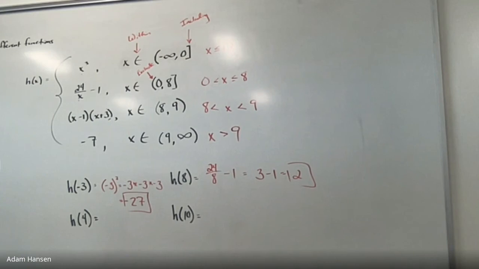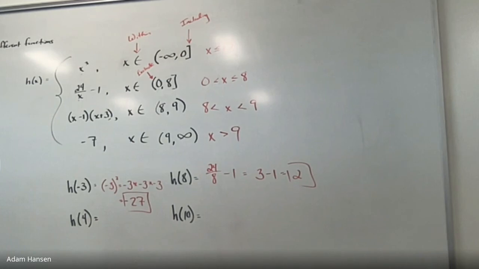How do you plug in? You don't plug anything in. It's always just -7. The answer is independent of x. For any value between 9 and infinity, the function is always going to return -7. So is the answer just -7? Which row again? 4 is between 0 and 8.